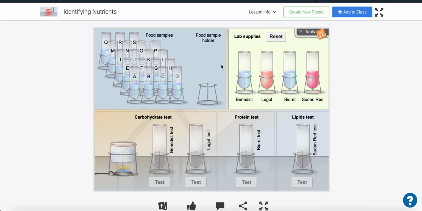So below the food samples label, so food samples right here, drag test tube A into the food sample holder. So I'm just going to take A, put it in here, okay? And then it says below the Benedict test, click the test button. What is done in the Benedict test? So here's the Benedict test. I'm going to click test.